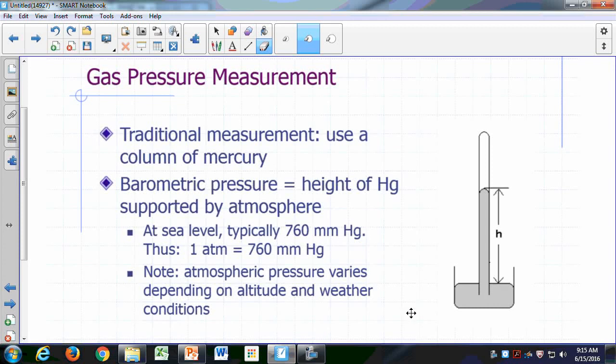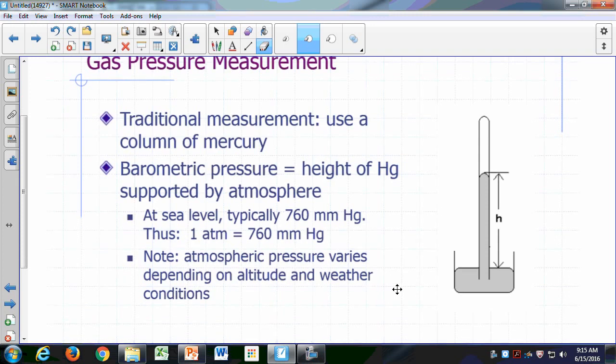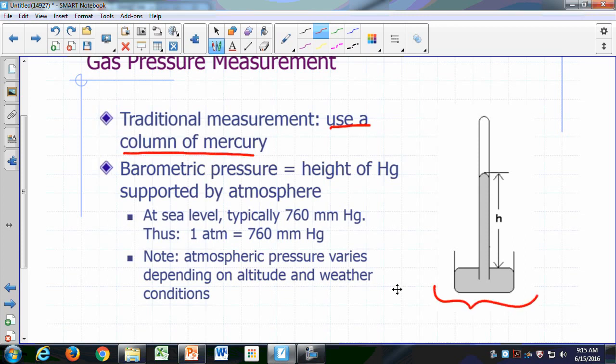Since we're already familiar with the concept of temperature and volume, let's talk about the pressure of a gas a little bit in more detail, because that's the one that you're probably least familiar with. So traditional measurement of gas pressure uses a column of mercury. What I have illustrated here is a diagram of what a barometer looks like.